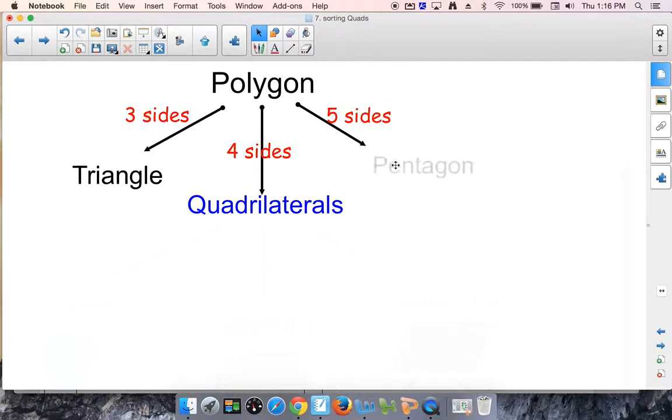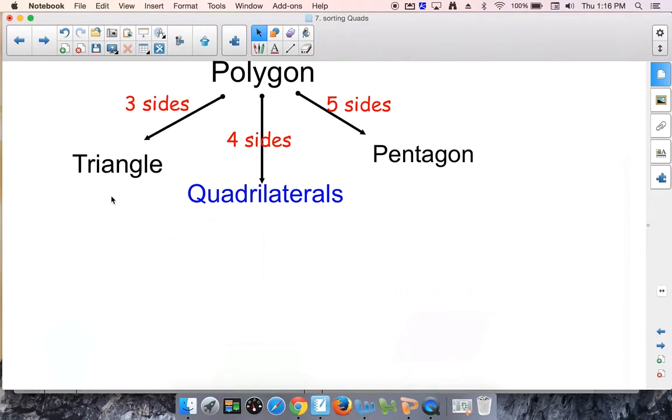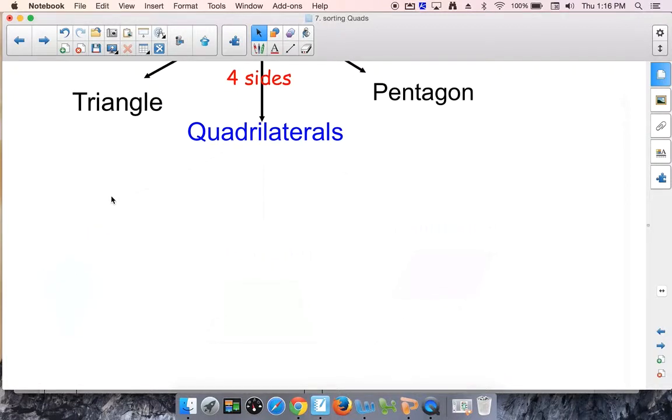Five-sided would then be pentagon, six-sided hexagon, seven-sided septagon or heptagon, so on and so forth. And we've talked about how it has the prefix, which would be the number, and then they all have a gon. These two do not, because of the simple fact that there are other families underneath them. So today we're looking at the quadrilateral family.